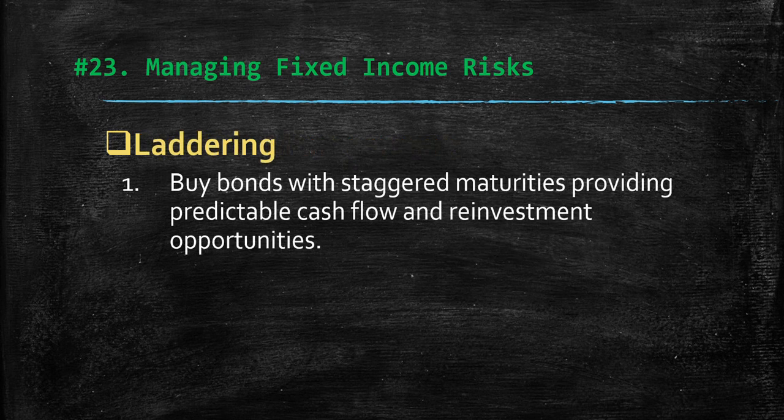The second strategy is laddering. So let's assume you had 600,000 kwacha cash, which you want to invest in a fixed income investment like bonds. You have two options.